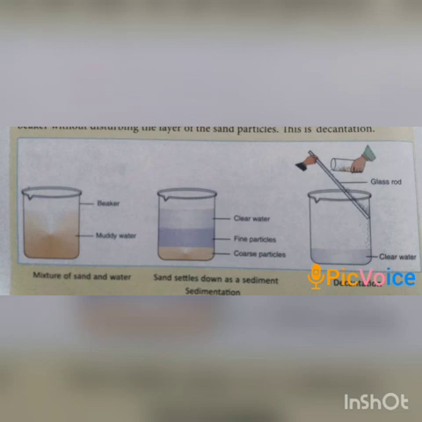The process of obtaining clear liquid by pouring it into another container without disturbing the sediments is called decantation. That means settling down of heavy insoluble particles on their own is known as sedimentation, and pouring or obtaining clear liquid by pouring it into another container without disturbing the sediments is known as decantation.